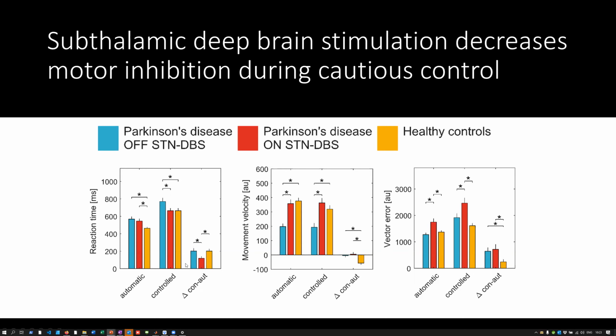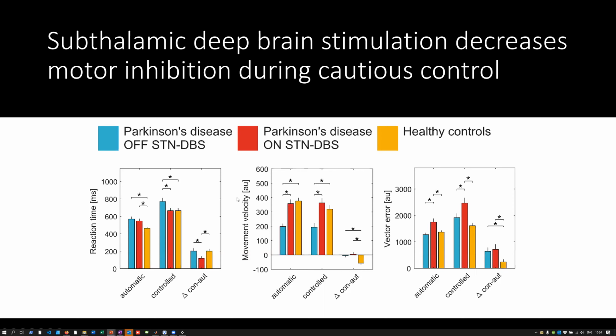Now, if we look at the difference between these two conditions for each group, you can see that in the off and on condition, the reaction time difference was very similar and significantly longer compared to the DBS on condition, which means that DBS led to a loss of inhibitory control, even compared to healthy subjects, in the preparation of difficult movements.